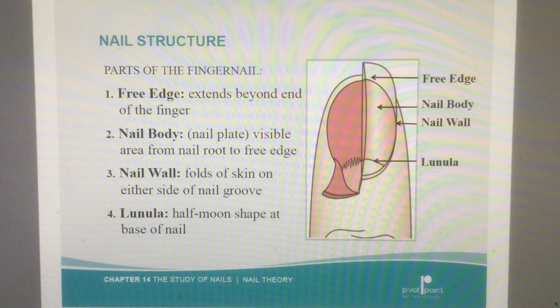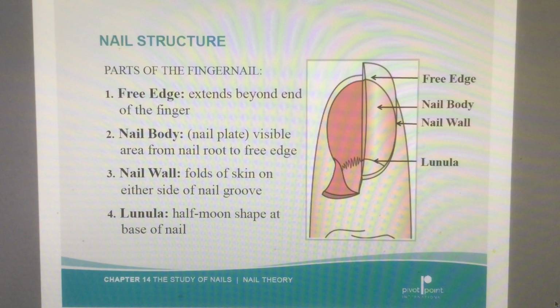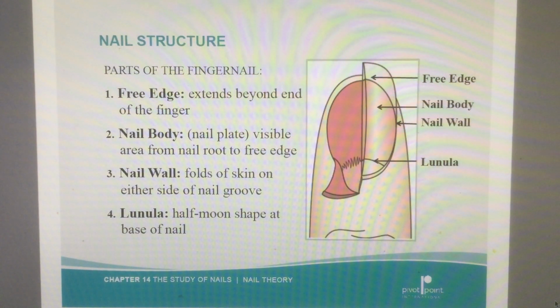Let's talk about the structure or the anatomy of the nail. Okay, so we know of the outer part, which is the plate part, and then we're going to go into some of the internal structures. If we talk about the nail structure itself, it's all the exterior aspects of it.